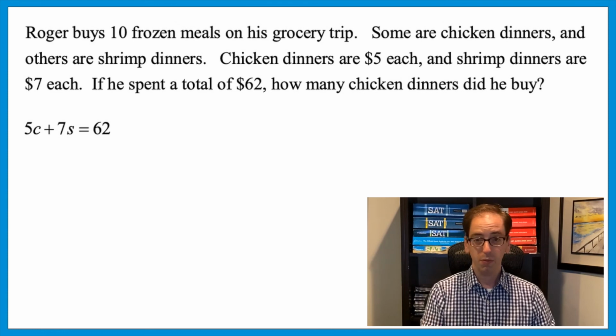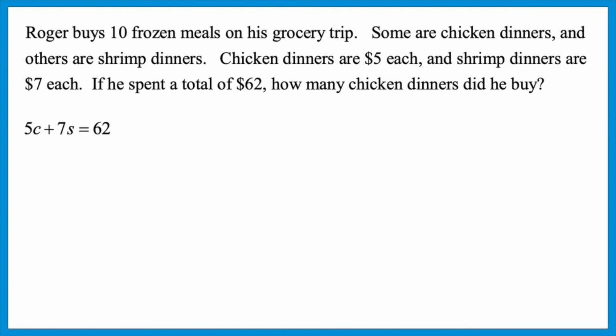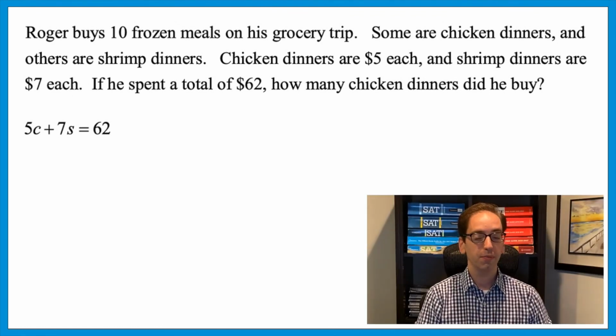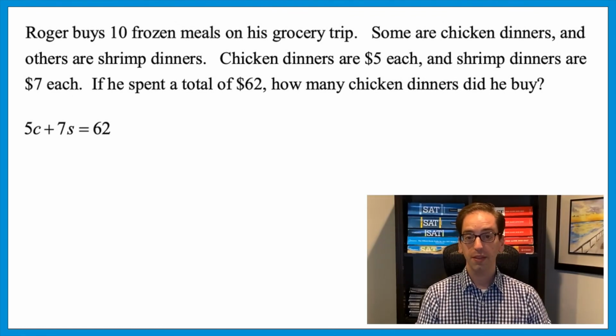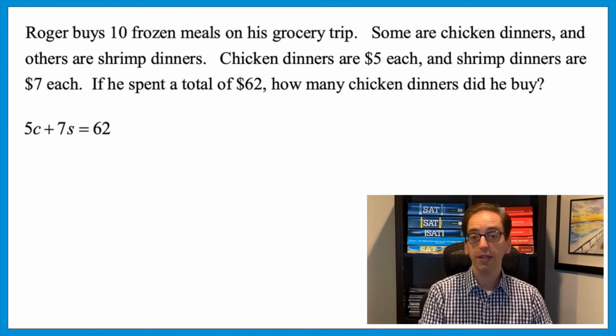But remember, we have more than one variable. How can we rewrite that? Give it a try. Let's use that piece of information that there are 10 total meals. That means the number of chicken plus the number of shrimp would be 10. We can express this as c plus s equals 10.